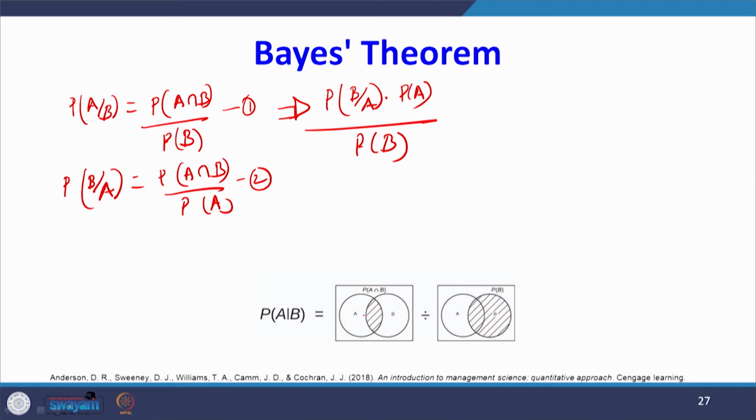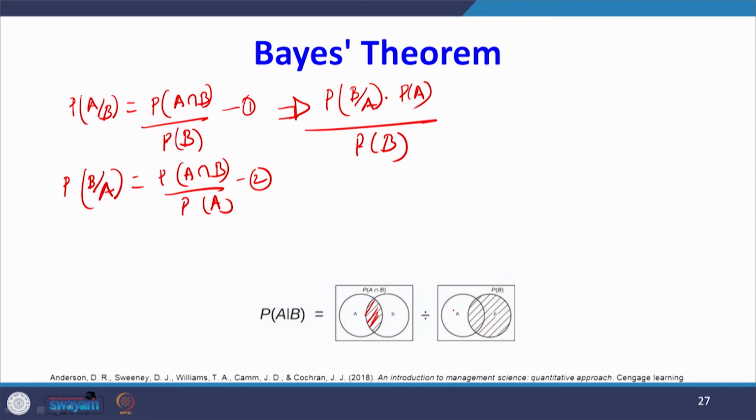If you want to represent this P of A given B in a Venn diagram, first we have to find the intersection. Look at this: A is there, B is there. So, this shaded portion is A intersection B, that is our numerator, divided by the whole P of B. This idea we are going to use for finding the branch probability.